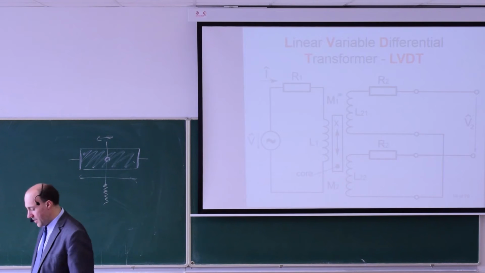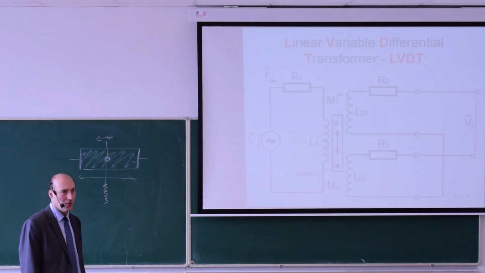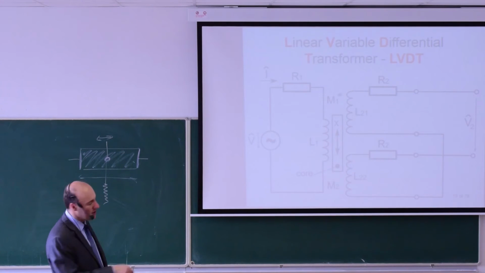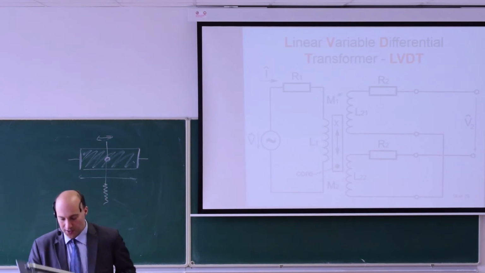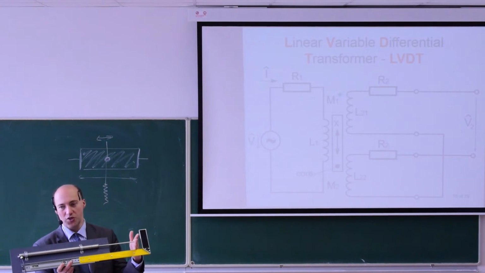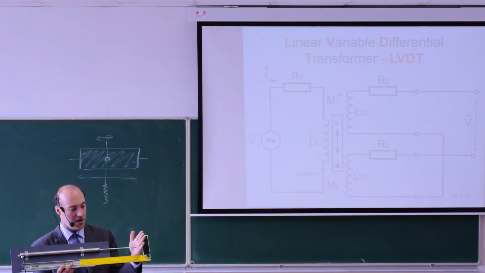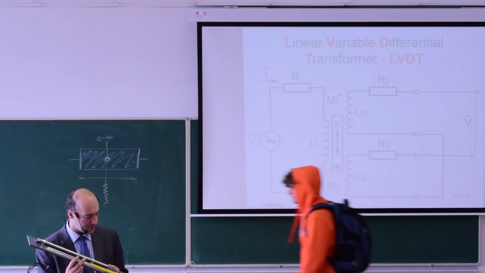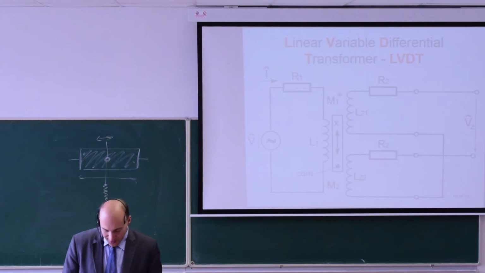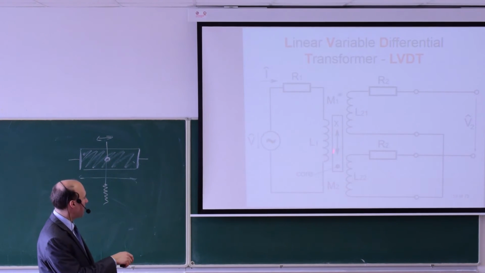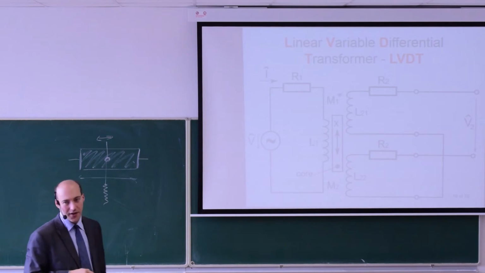It has one movable part only, and the movable part is the core. The core is what you see here, and the core is attached to the object. So I'm measuring the position of the object versus the core. The sensor has 3 windings. This is the primary winding, and it has 2 secondary windings.